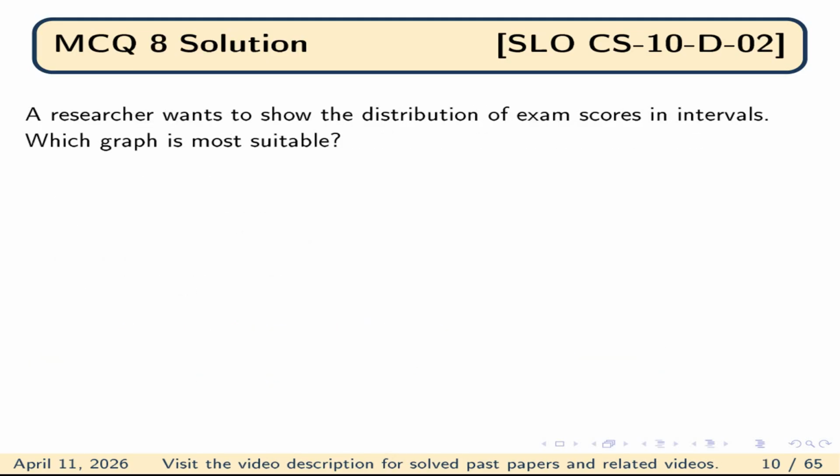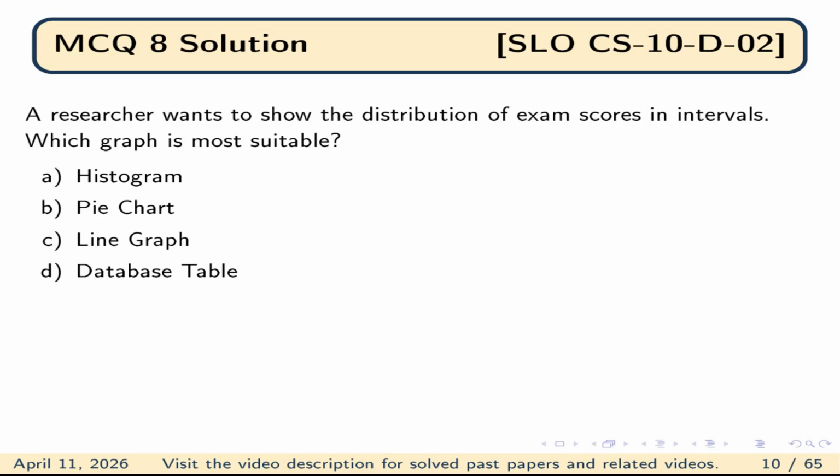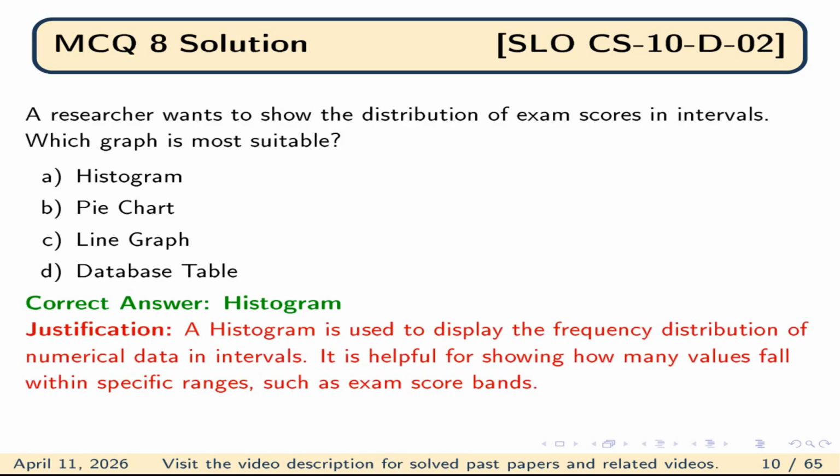Question number 8. A researcher wants to show the distribution of exam scores in intervals. Which graph is most suitable? Histogram, pie chart, line graph, database table. The correct option is histogram because a histogram is used to display the frequency distribution of numerical data in intervals. It is helpful for showing how many values fall within specific ranges such as exam score bands.